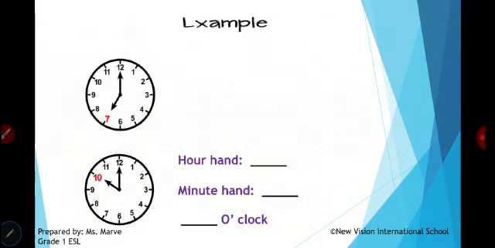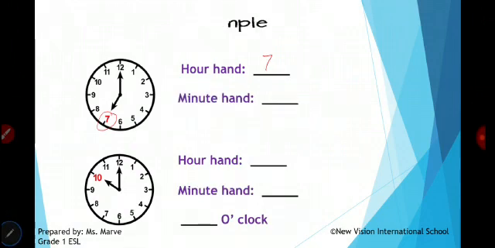To understand more, here's the example. We have a clock here. On top of it, I would ask you to tell me the hour hand. Yes, it is pointing to 7. So you will write here 7. Very good. How about the minute hand? Good job. It is pointing to 12. And how do you read the time now? The time is 7 o'clock.